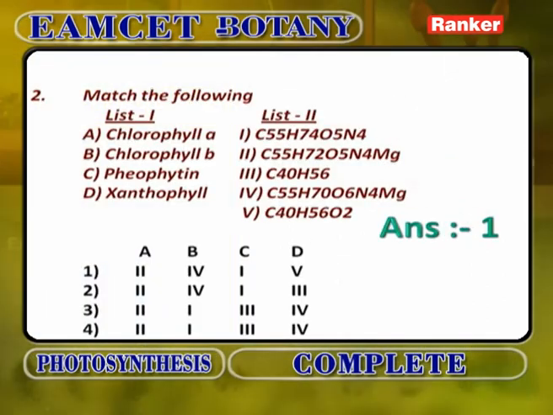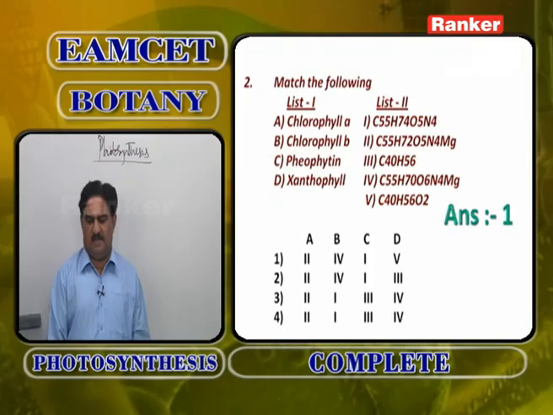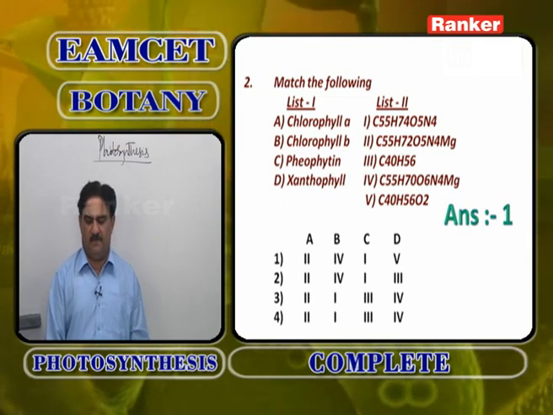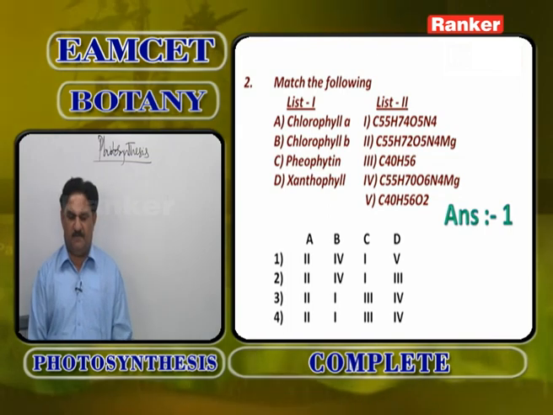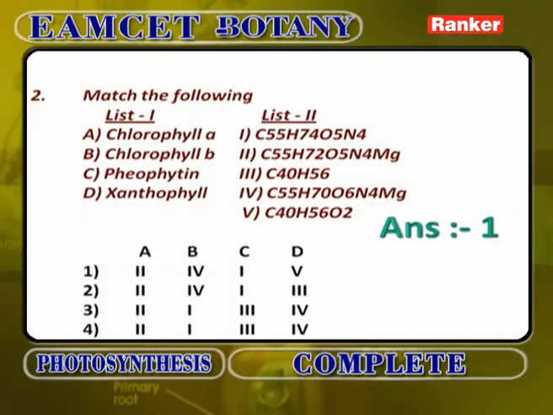Then xanthophyll. Xanthophyll is C40H56O2, an oxygenated hydrocarbon. Carotene is C40H56. So chlorophyll A is C55H72O5N4Mg, chlorophyll B is C55H70O6N4Mg, phaeophytin is C55H74O5N4, and xanthophyll is C40H56O2. Here the third option, C40H56, is the carotene.